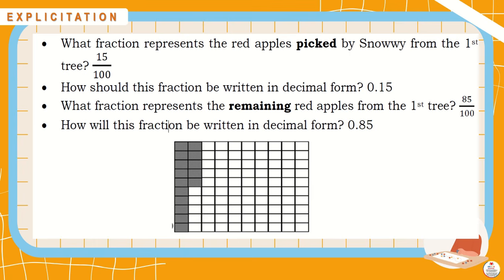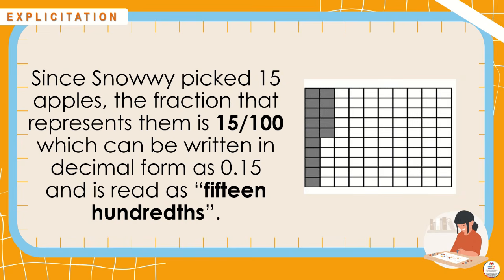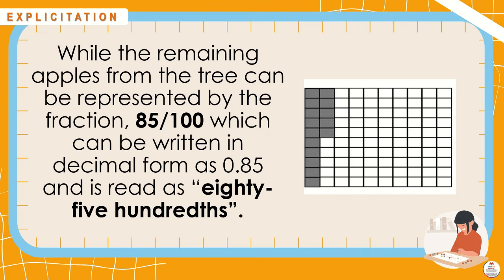Very good. 0.85. Since Snowy picked 15 apples, the fraction that represents them is 15/100ths, which can be written in decimal form as 0.15 and is read as 15 hundredths. While the remaining apples from the tree can be represented by the fraction 85/100ths, which can be written in decimal form as 0.85 and is read as 85 hundredths.